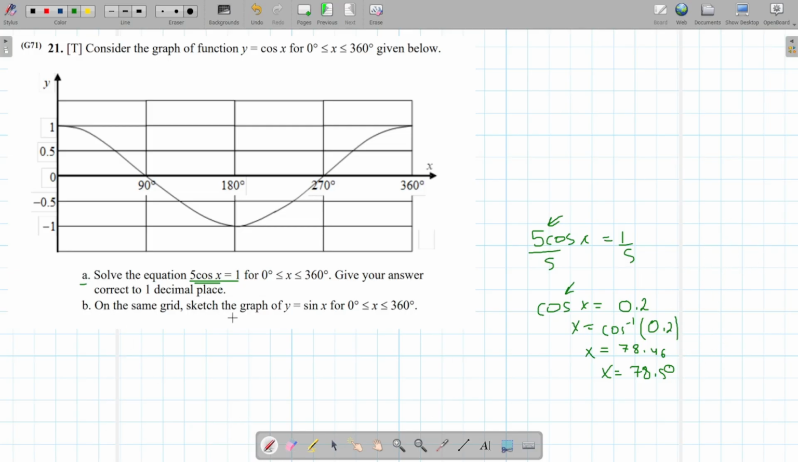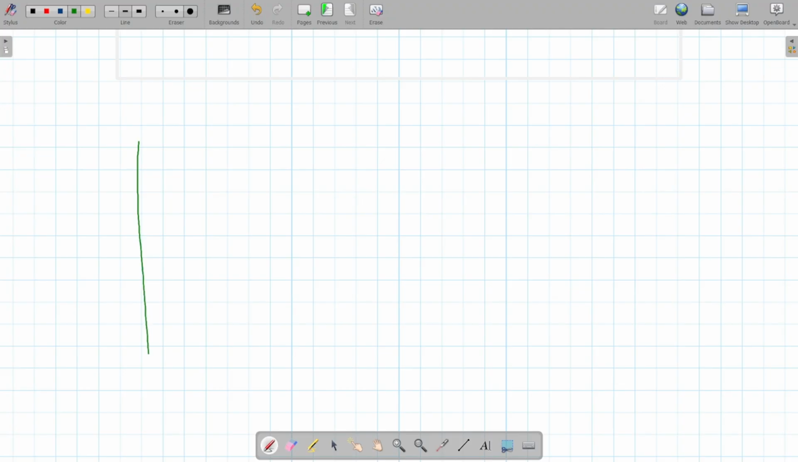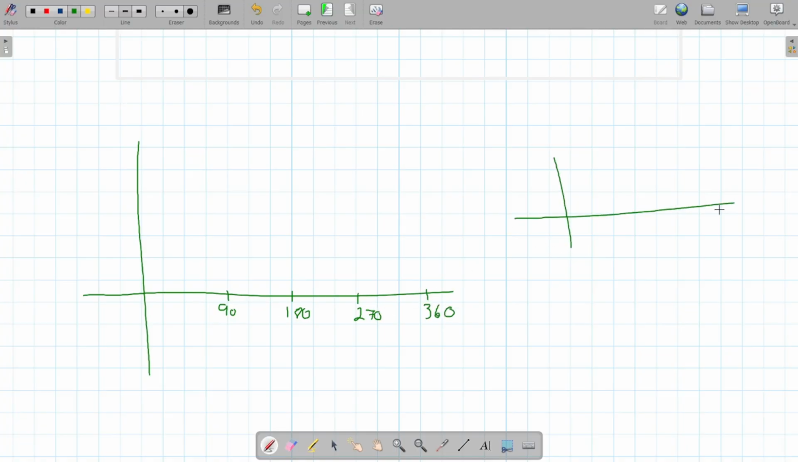Part B: on the same grid, sketch the graph of y equals sine x. To graph anything for sine or tan or cosine, it's the easiest thing to do, and I'll teach you my way. The first thing you do, you write 90, 180, 270, and 360. Make sure these are equally spaced. Try to keep the spacing a bit even, if you know what I mean.